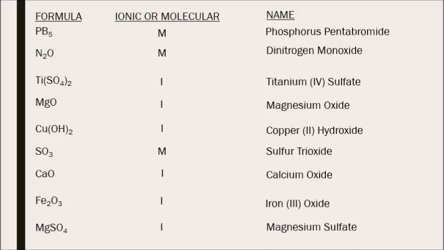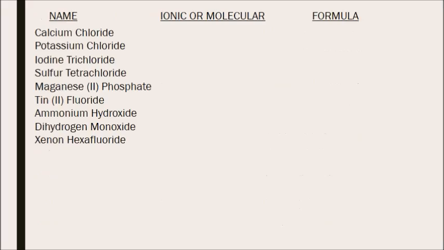Alright, now we're going to be looking at names and deciding if it's ionic or molecular, and then getting the formula. So we have calcium chloride here, so that's a metal and a nonmetal, so it's ionic. And our formula will be CaCl, and then we've got to check our charges, and the charge on Ca is +2, and the charge on Cl is -1, so you're going to get CaCl2 when you cross your charges.